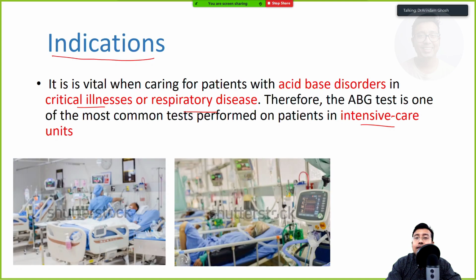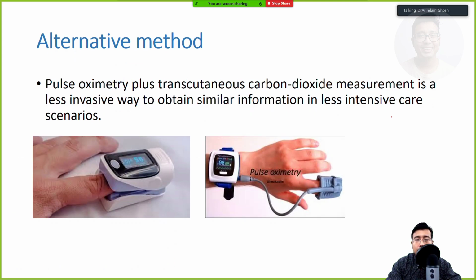Now, is there any alternative method? Definitely. There is an alternative method when an ICU setup is not available, or in peripheral medical colleges or peripheral hospitals, when you don't have access to an ICU, don't have an ABG machine, or don't have a skilled person to do an arterial tap. Then we use the transcutaneous method. It is less sensitive, but it will still give some information.